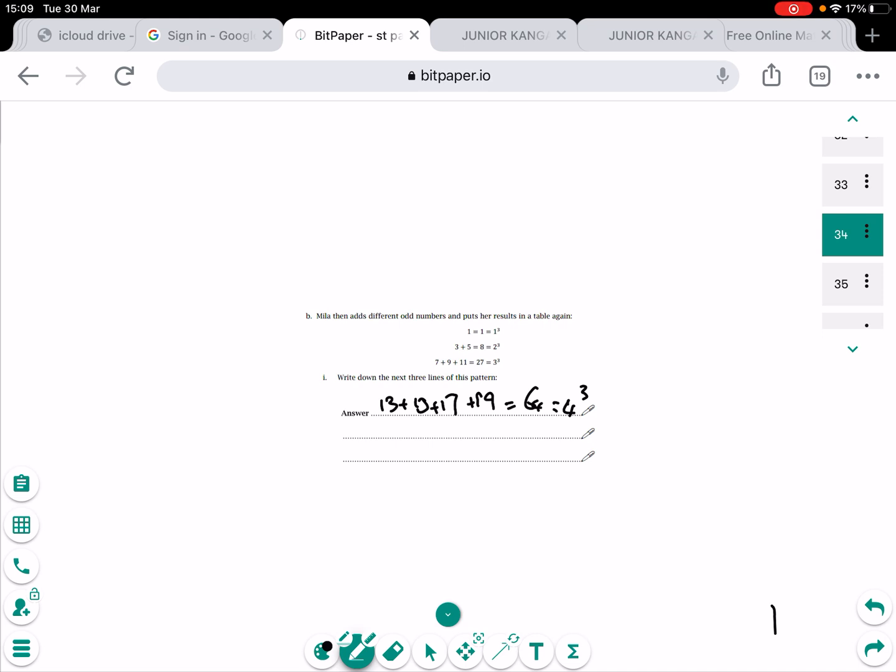And then we take 21 plus 23 plus 25 plus 27 plus 29, which equals 125, equals 5 cubed. And then we take 31 plus 33 plus 35 plus 37 plus 39 plus 41, which equals 216, which equals 6 cubed. So that's the answer for this one.